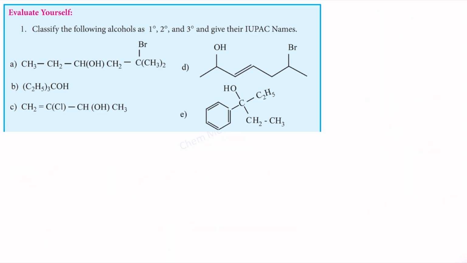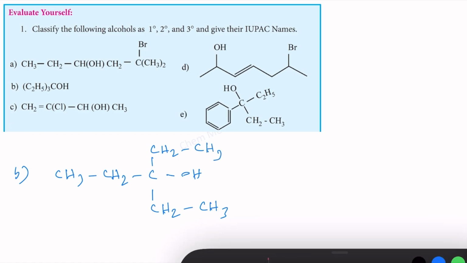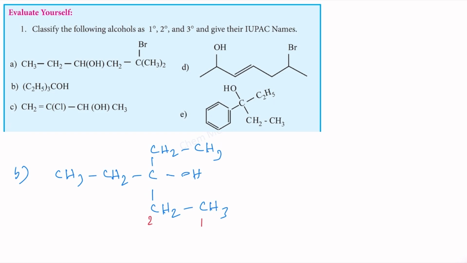Let's work out the name for structure B. We have 3 ethyl groups connected to a carbon and therefore let us rewrite it this way. CH3, CH2, COH and then CH2, CH3, CH2, CH3. Let's number it. In this case, whichever the way you number it, the alcohol functional group will appear at 3. Therefore, you can choose it either way.